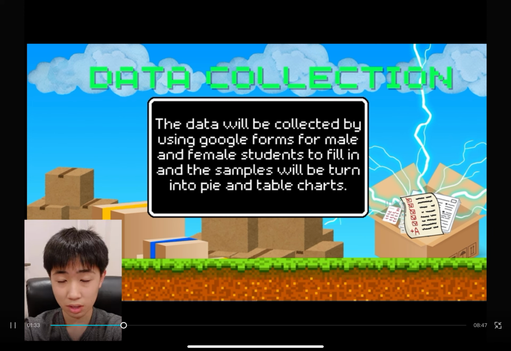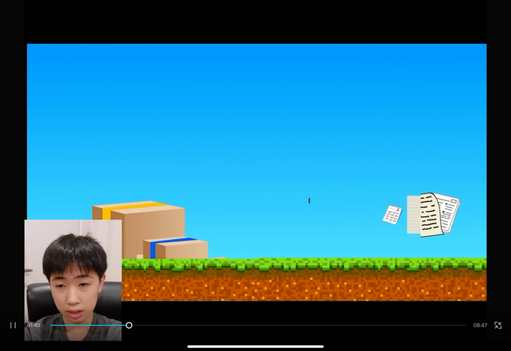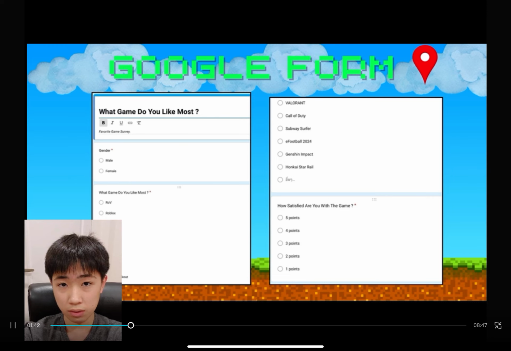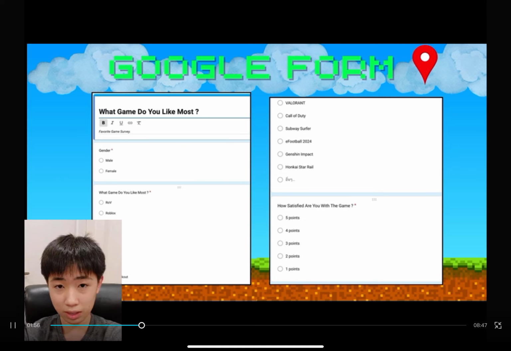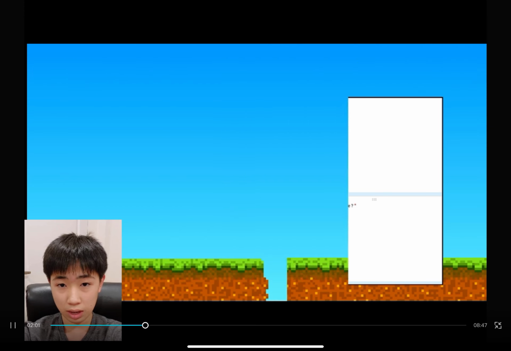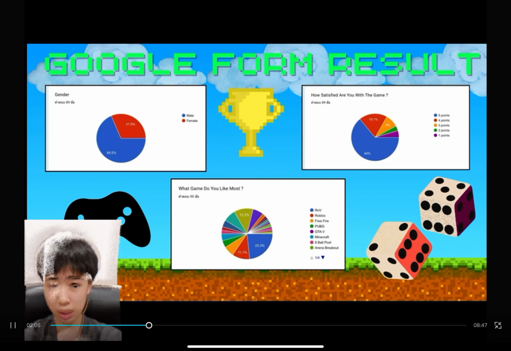For the data collection, we use Google Form to collect the data so it can turn into the pie chart easily. And this is our question: gender, favorite game, and game of their choice. We use "other" to collect other games of their choice, so we don't have to worry that we don't have their game in our options. And the satisfaction with the game, they can rate it from 5 points to 1 point. And this is our pie chart, gender, favorite game and the satisfaction.